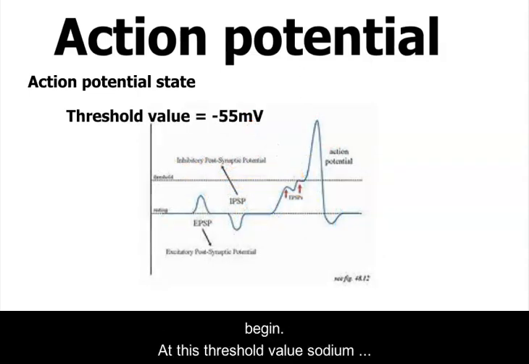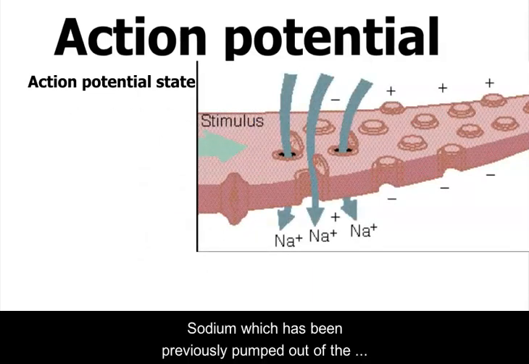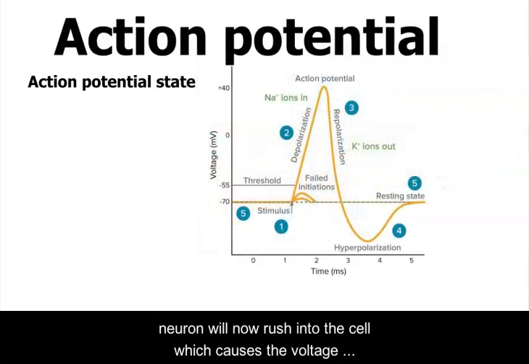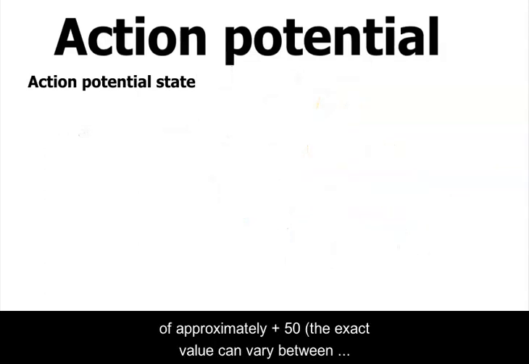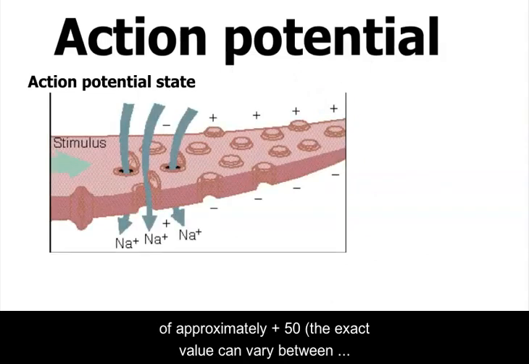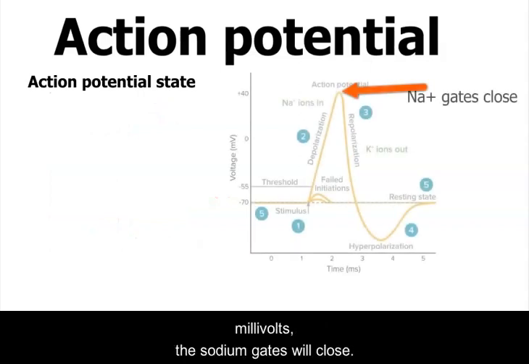At this threshold value, sodium gates or channels located at the beginning of the axon will open. Sodium, which had been previously pumped out of the neuron, will now rush into the cell, which causes the voltage to become more positive, eventually reaching a value of approximately positive 50 millivolts. The exact value can vary between different neurons.